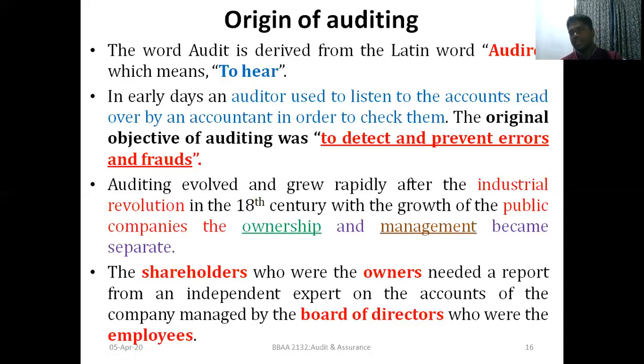For the other 363 days, the board of directors supervises and operates the company and makes a lot of decisions on behalf of the shareholders. So then what happened? The shareholders, who were the owners, needed a report from an independent expert on the accounts of the company managed by the board of directors, who were the employees. This is a problem.